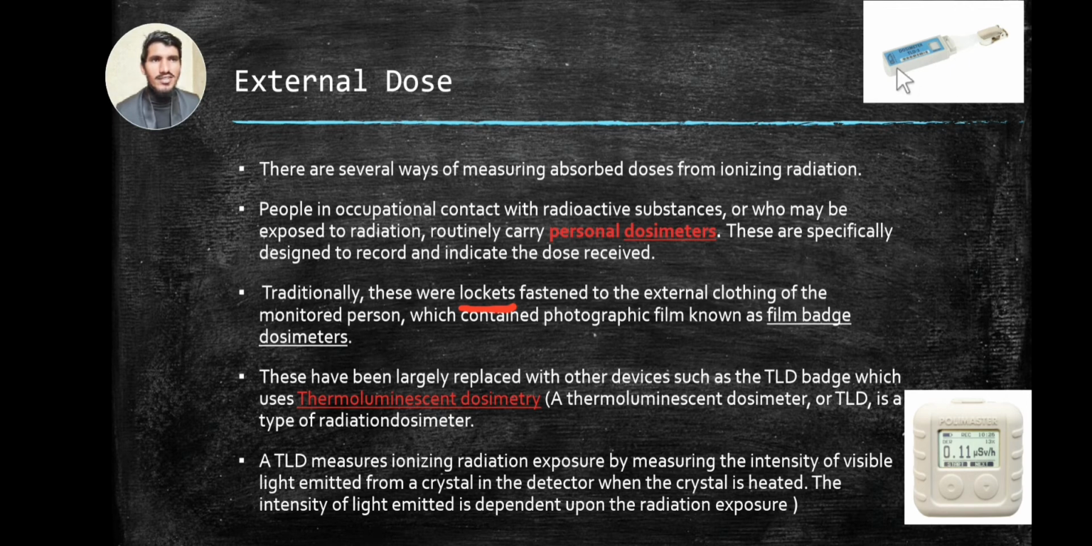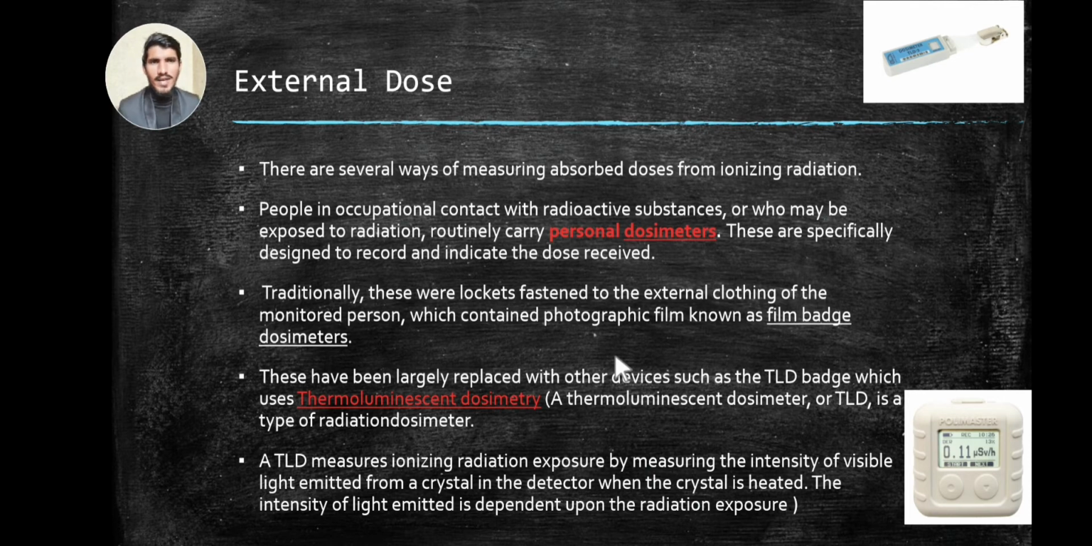What was present in these lockets? The lockets contained photographic film, known as the film badge dosimeter. Here is an example of a dosimeter. Here you can see a personal dosimeter. The next thing is that these have been largely replaced with other devices. These lockets have now been replaced with devices such as the TLD badge.